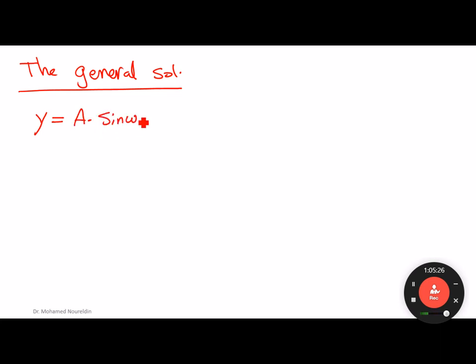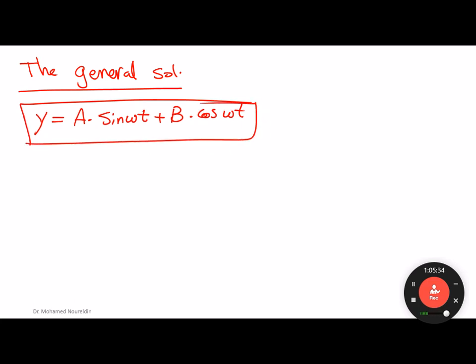So the general solution of this differential equation that we have described now, our mathematician friends said to us, is A sine omega t plus B cosine omega t. This is the general solution of this equation. So you are going to ask me what A and B are. Actually, they can be obtained from initial conditions.